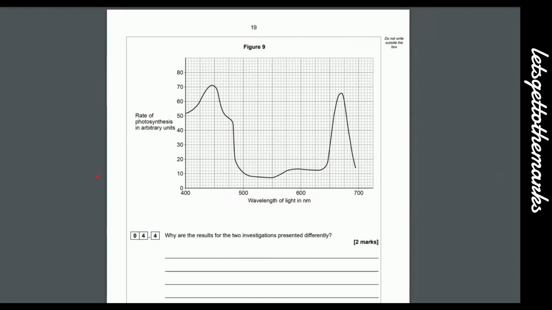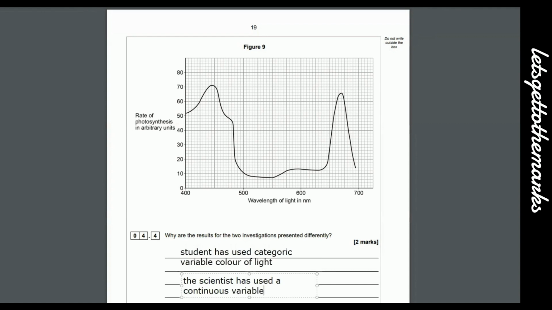Nice. So what we want to say is the student has used, you might know it as a categoric variable, color of light. You can call that discontinuous or a discrete variable. Those are two other names for it. The scientist has used a continuous variable. Whenever we use a continuous variable, we do a line graph, and we do bar charts for categoric. So that's the answers there and there.